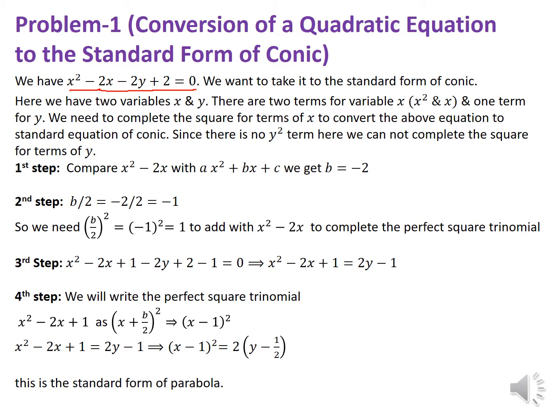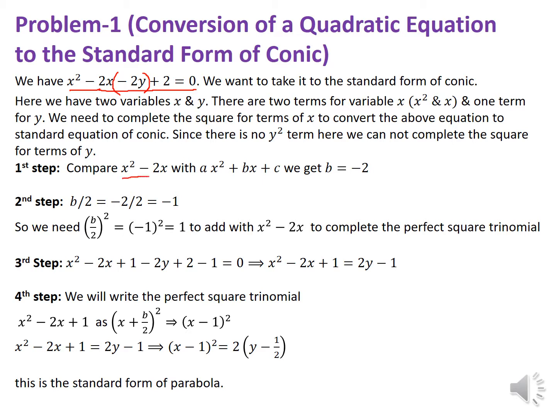So here we have two variables, x and y. For variable x we have two terms. The first one is the quadratic term and the second one is the linear term, but for y we have only one term and it is the linear term. Here we have negative 2y. So since for the variable x we have two terms, quadratic and linear, we can easily create a perfect square trinomial for the variable x. But for variable y, since there is no y squared term, we cannot create a perfect square trinomial for the variable y.